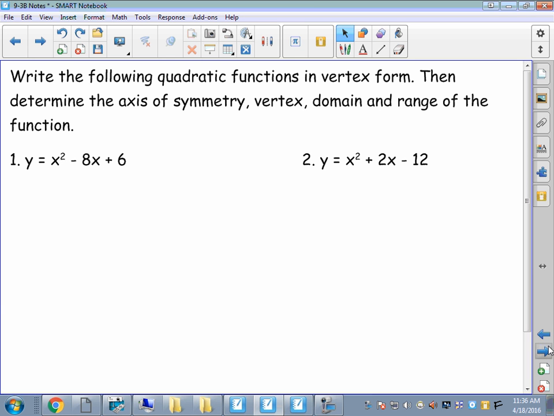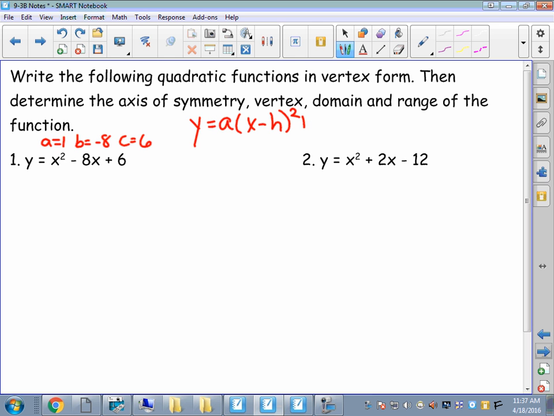Okay, so looking at this first one, this is in standard form. My A value is 1, my B value is -8, and my C value is 6. I look at that and I know it's not a perfect square trinomial because I can't multiply to get 6 and add to give -8. It's not going to factor to something pretty. Up here, I'm just going to write what our goal is. Our goal is to get those equations, those forms to look like this.